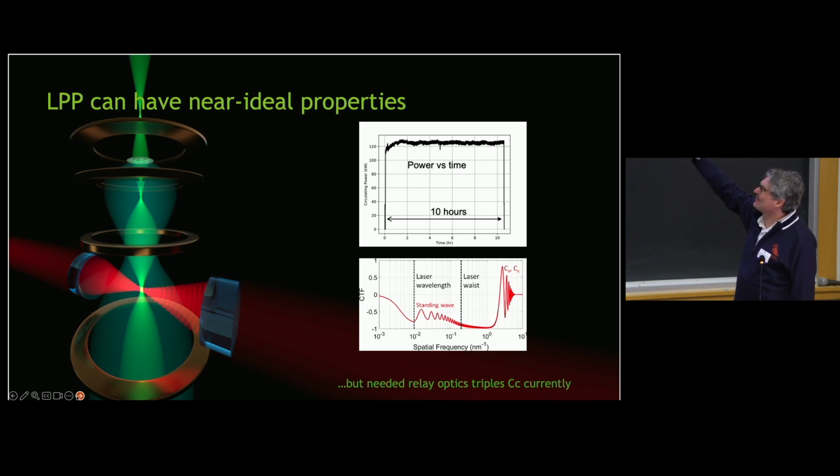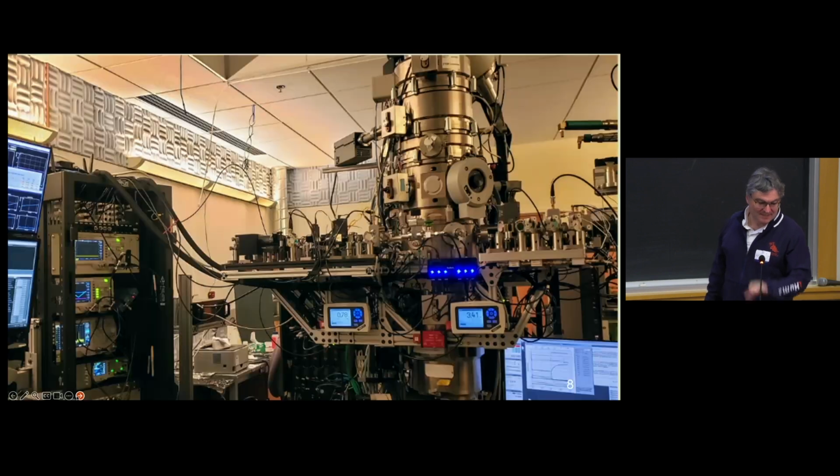We need this extra lens and then another lens that we call the X lens to relay the image through the system. And those lenses we will have to talk about later because they cause extra aberrations that we don't want. With that being said, this is what it looks like. It's down in the basement of this building. We can take a look later if you want.